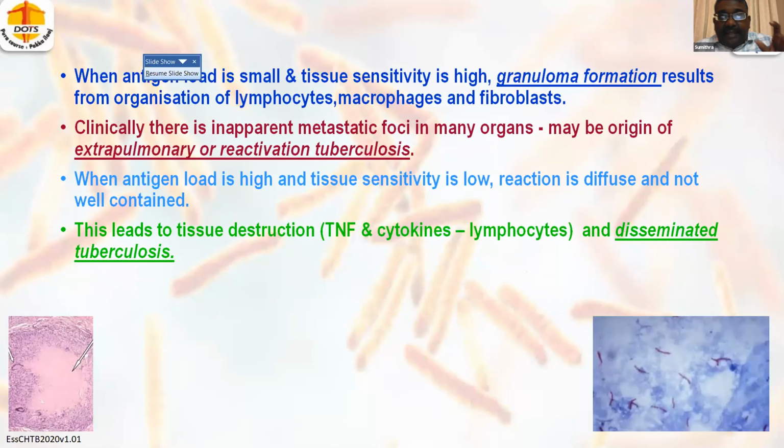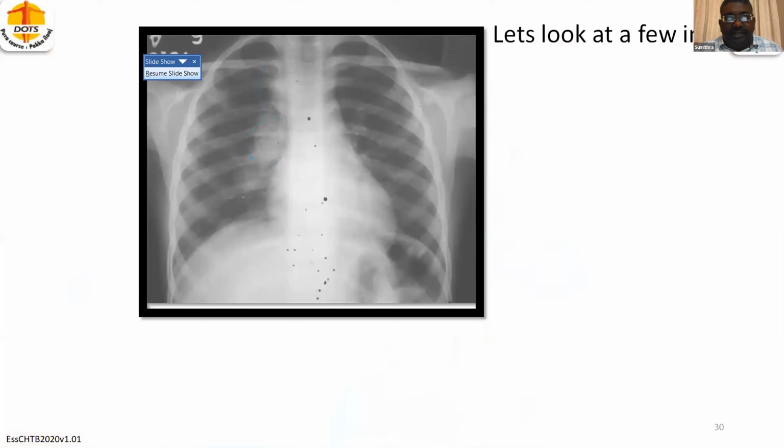Now, when antigen load is high and the tissue sensitivity is low, the reaction is diffuse and not well contained, and that will lead on to disseminated tuberculosis. And let us look at a few images. This is a very easy one.